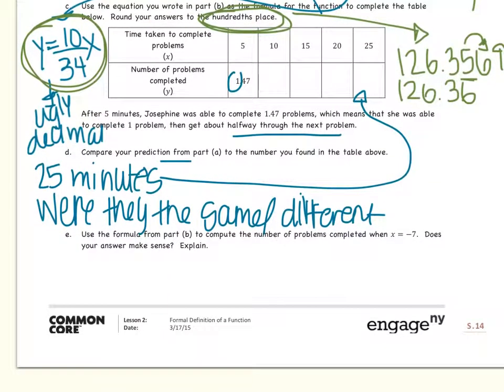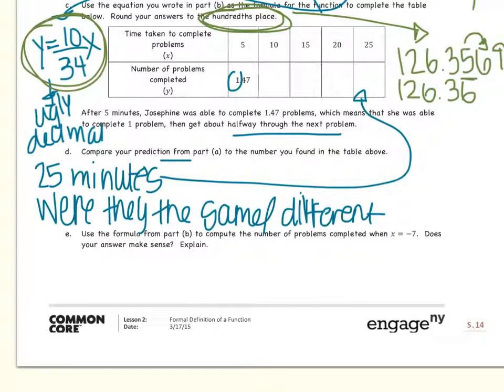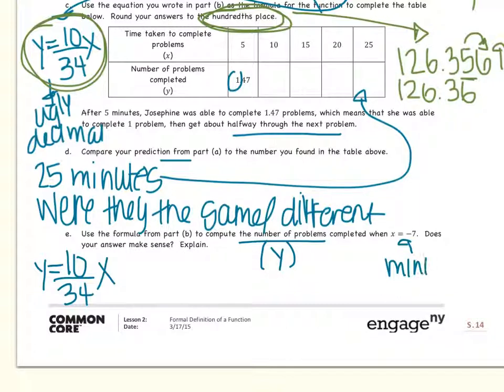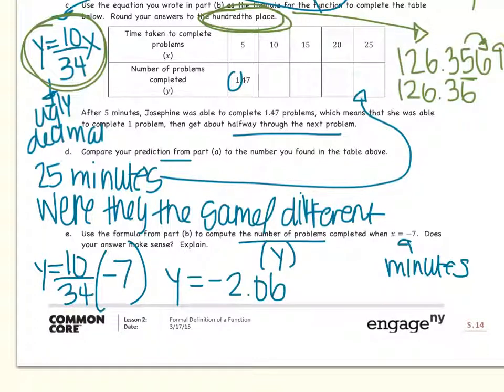For part E, you have to use the formula again from part B. That formula was y equals 10 over 34x. And we're going to compute the number of problems that was represented by y when x is negative 7. That means it's negative 7 minutes. So instead of writing x, now I'm going to erase it, and I'm going to plug in negative 7. When you plug into your calculator, you get y equals negative 2.06, I believe.